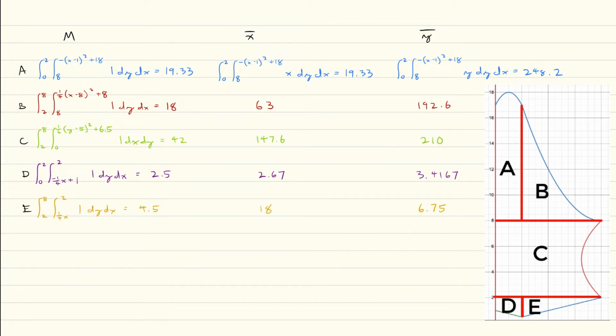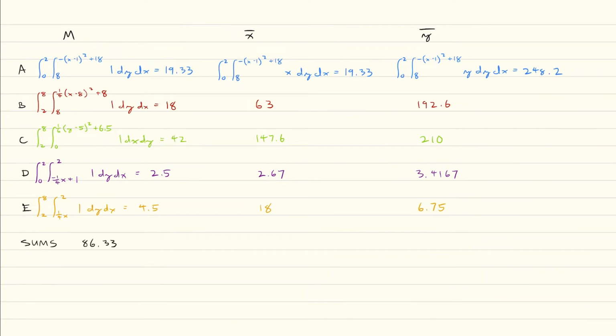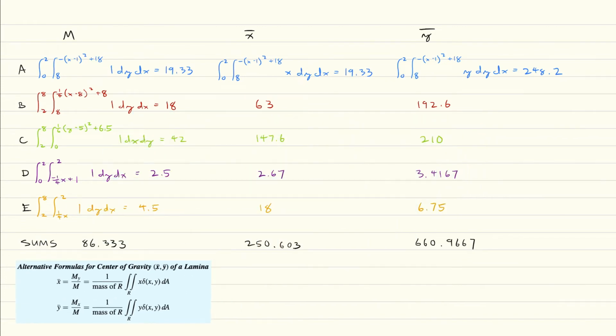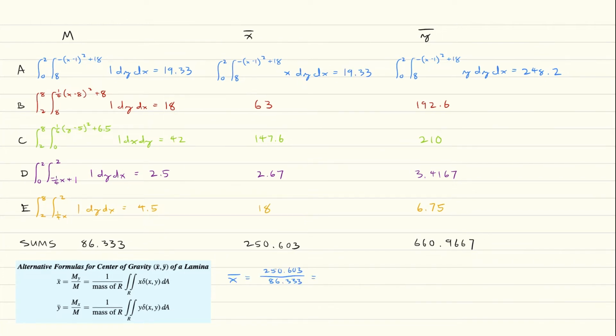Now that we've found all the components, we just need to do a bit of adding. Now all we need to do is refer back to this set of equations. To find the coordinates of the center of mass of the Yeezy, all we need to do is take the sum of the integrals in the x and y columns and divide those by the total mass.